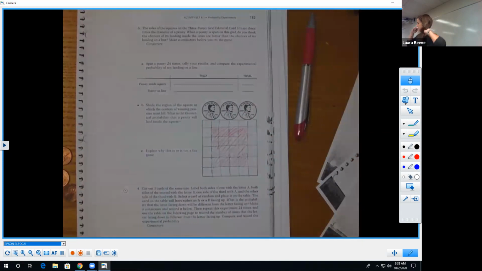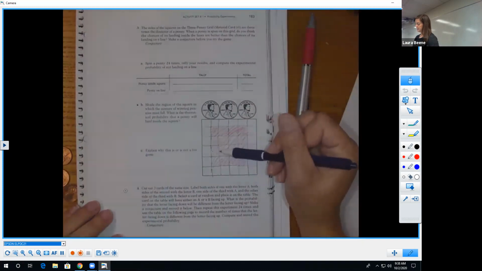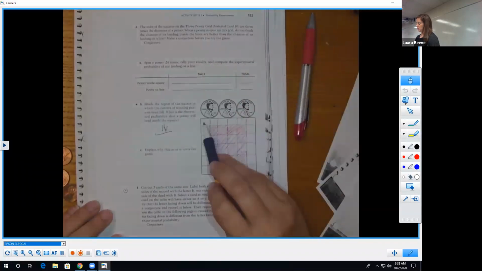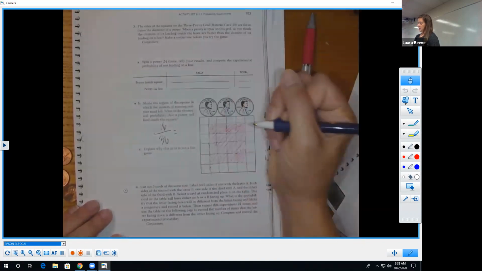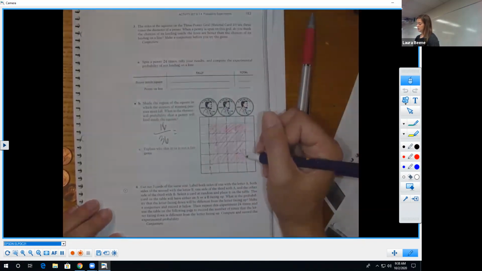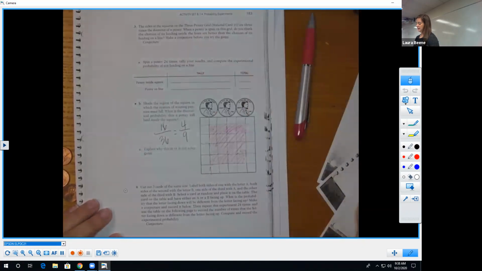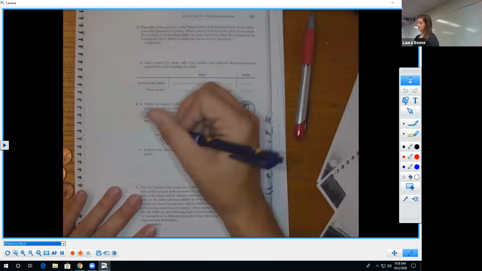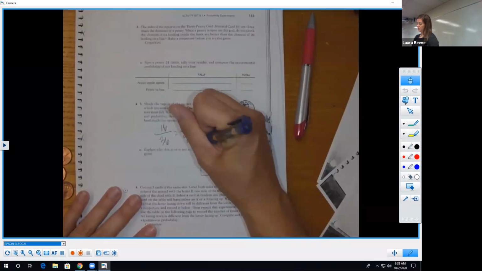Okay, so what is the theoretical probability for this one? Well, we're going to count our boxes. 1, 2, 3, 4, 5, 6, 7, 8, 9, 10, 11, 12, 13, 14, 15, 16. There are 16 total boxes out of 1, 2, 3, 4, 5, 6 times 6 is 36. And this reduces to 4 out of 9. Yes, that's right, 4/9. And that as a decimal is, I'm running out of room, 0.44 repeating. So that would be about 44%.